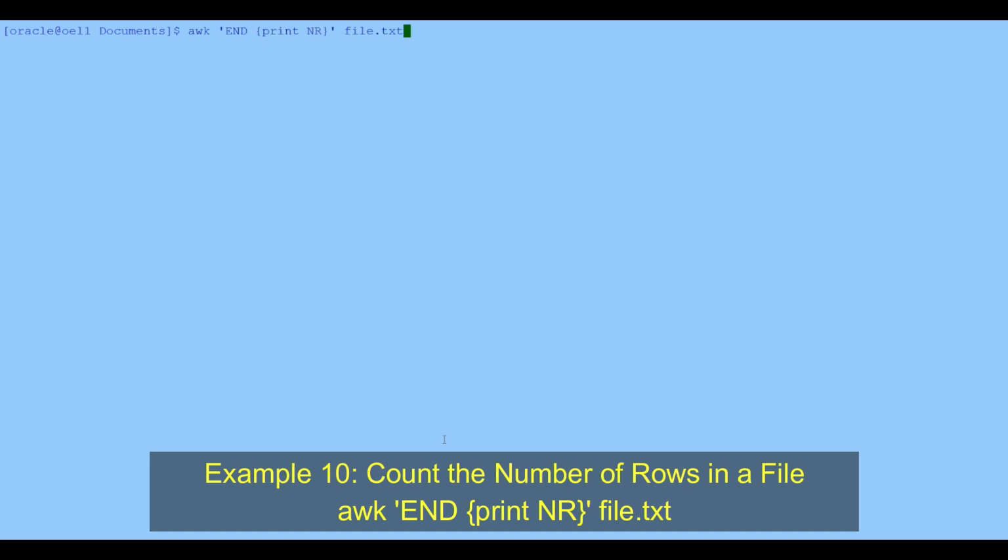NR is the number of rows processed so far. END means to execute the block after processing all lines. It prints the total number of rows.